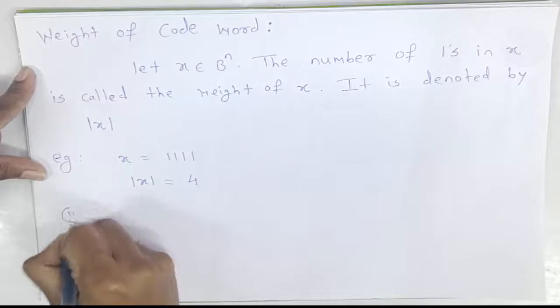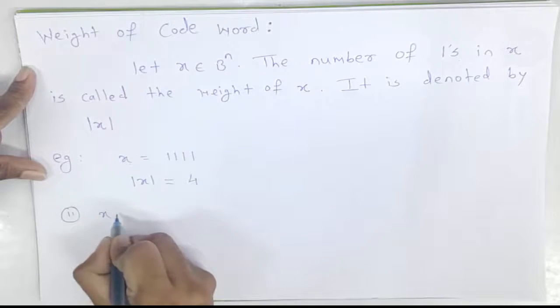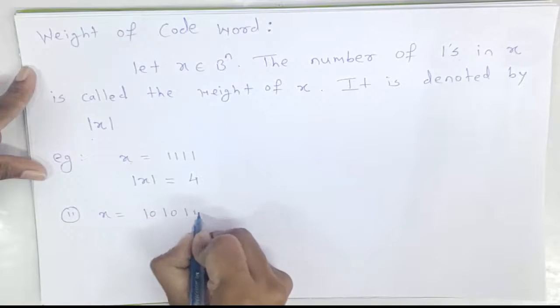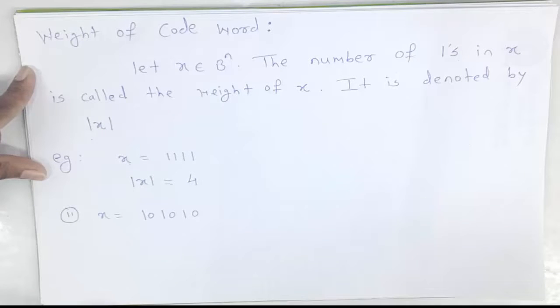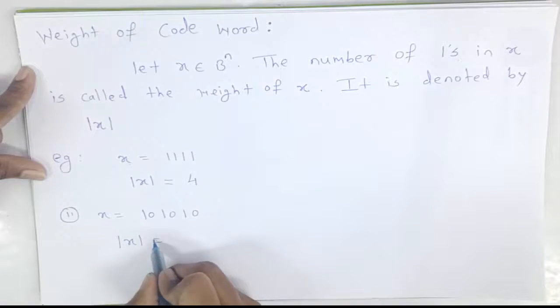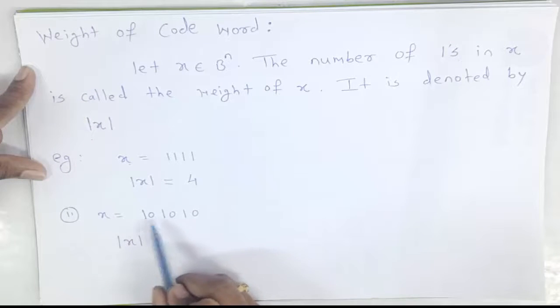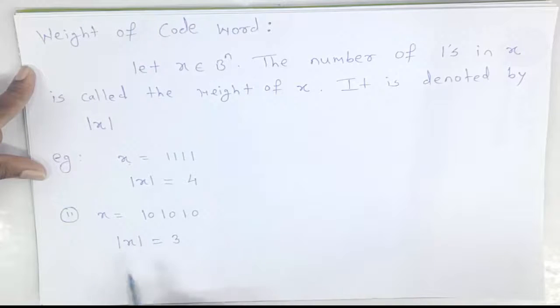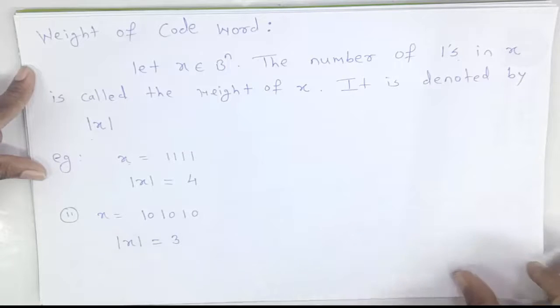Similarly, we take the second example. x equals 1, 0, 1, 0, 1, 0. Now here we again want to calculate the weight of this code word x. So weight of x is equal to, count the number of ones: 1, 2 and 3. So here there are 3 ones, so the weight of the code word is 3. All of you get this? Okay.